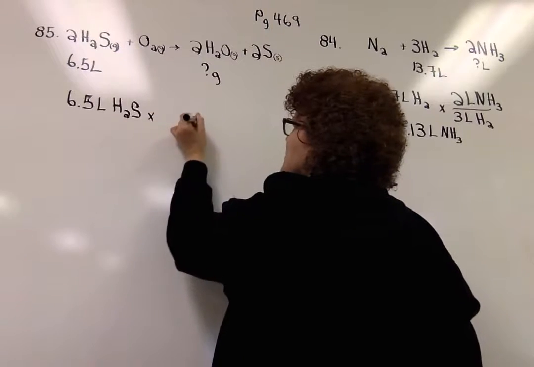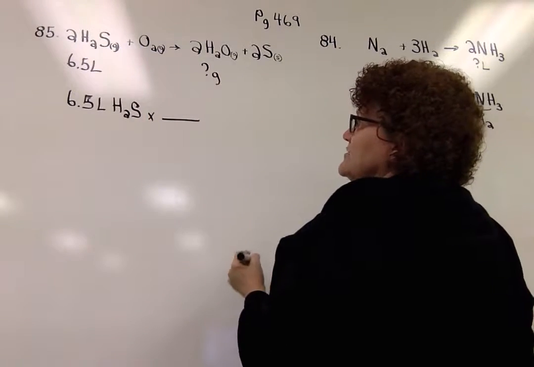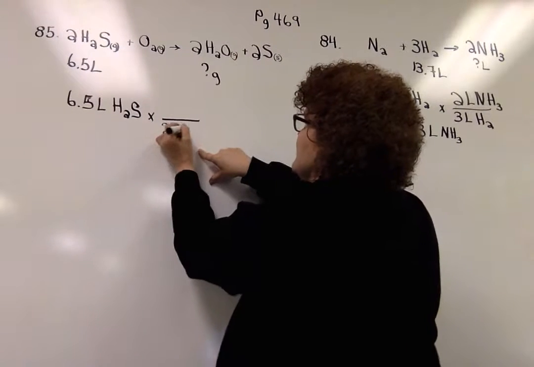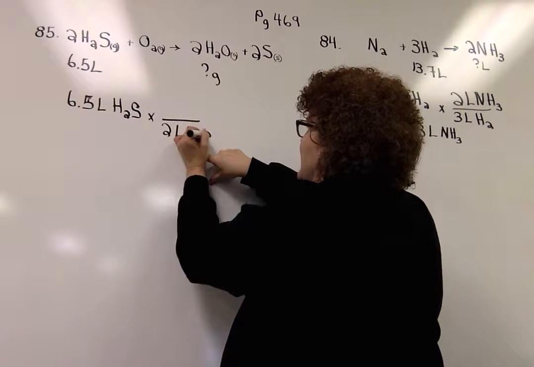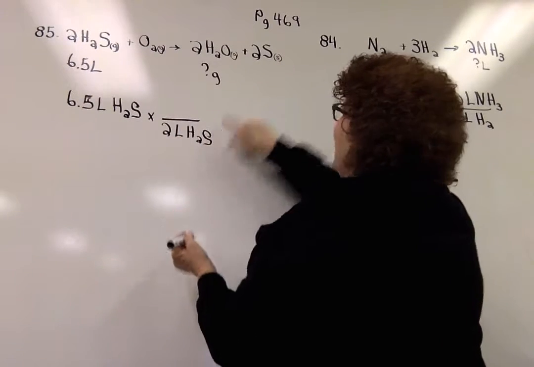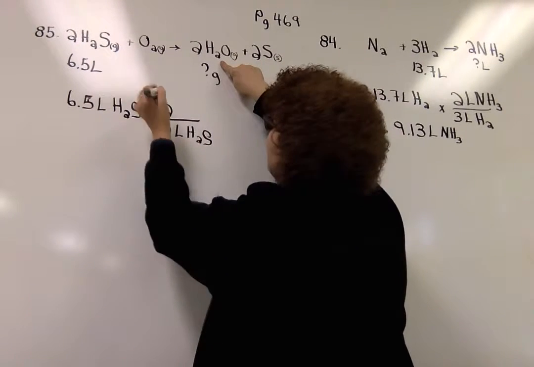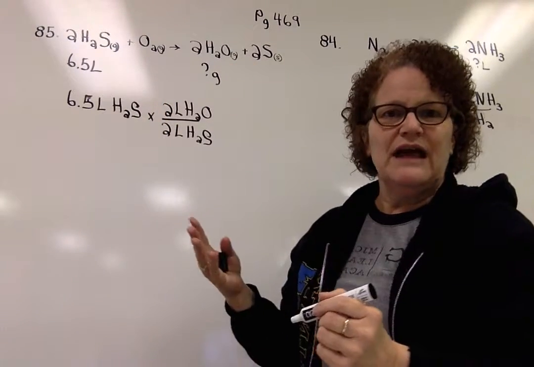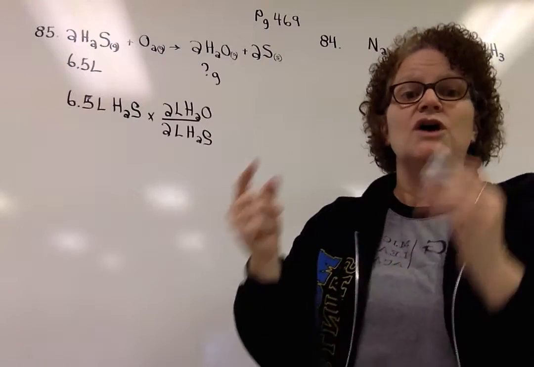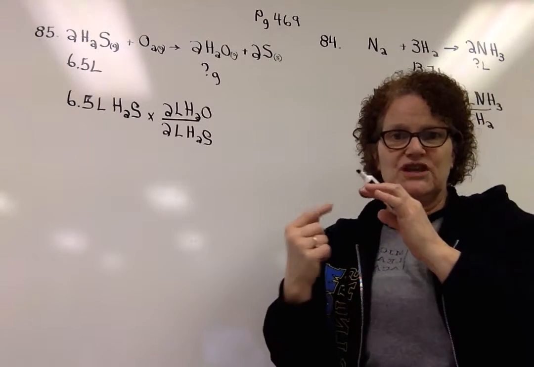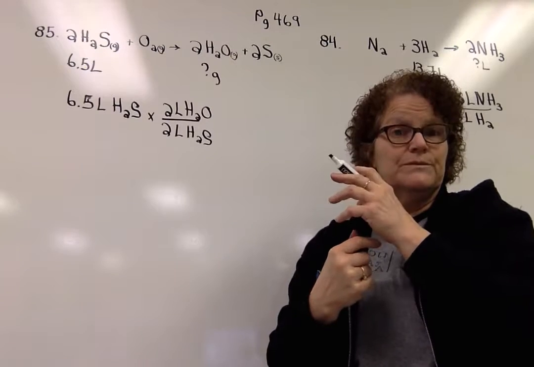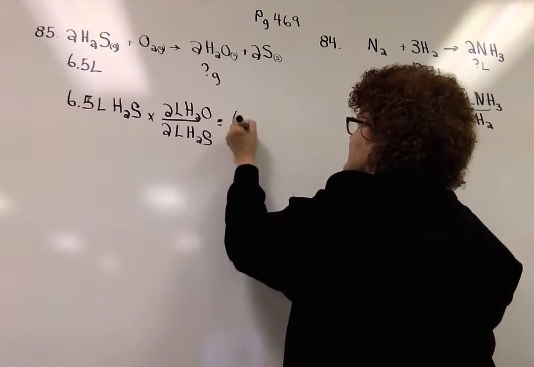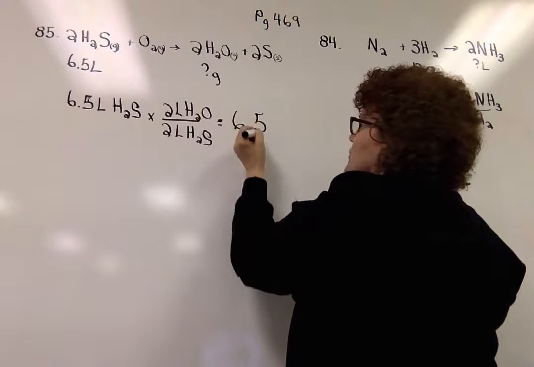And we are going to use the balanced equation relationship. So it says that we have 2 liters of H2S and we have 2 liters of H2O. Just remembering that those stoichiometric coefficients also mean relative volumes, just like they mean moles, okay? So it's 6.5, right? So this is going to be 6.5.